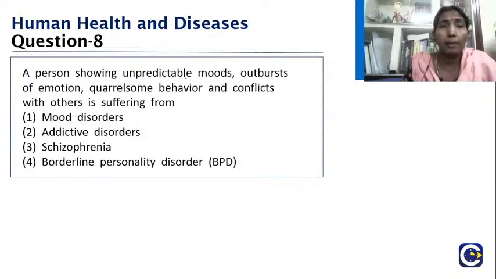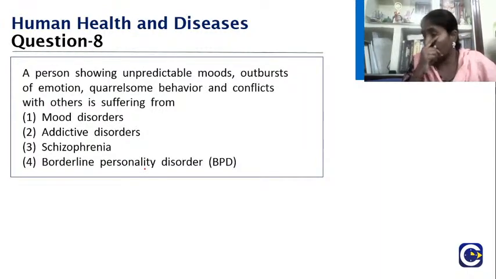A person showing unpredictable moods, outbursts of emotion, quarrelsome behavior and conflicts with others is suffering from mood disorders, addictive disorders, schizophrenia, or borderline personality disorder. What should be your answer? Students, I want you to post the answer. What should be the answer now?